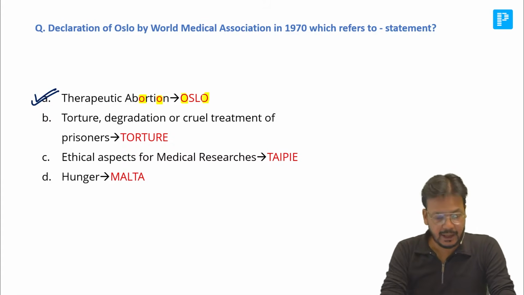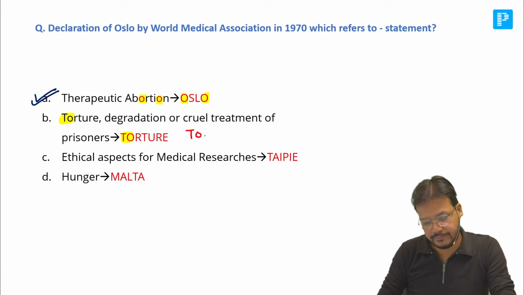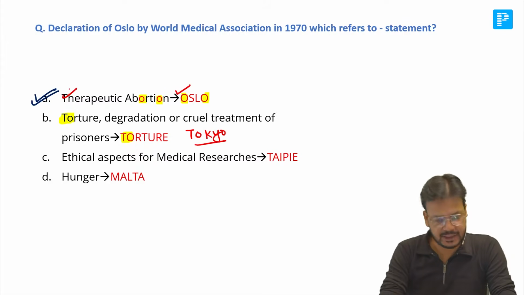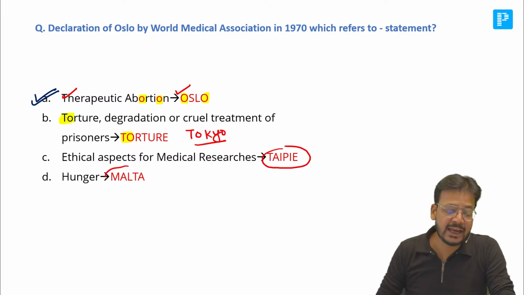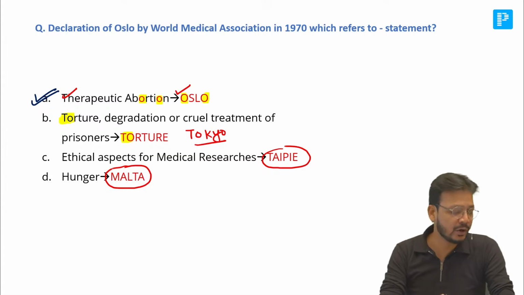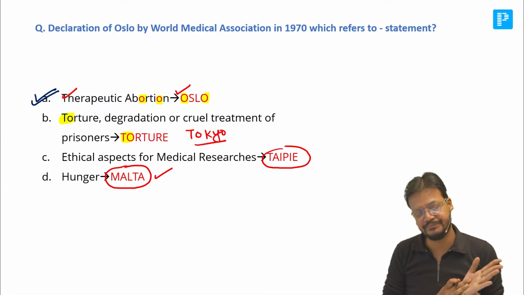Torture and degradation or cruel treatment of prisoners, that is Declaration of Tokyo. Torture, Tokyo. Oslo, it was therapeutic abortion. Ethical aspects of medical research were given by Declaration of Taipei. And the role of a doctor in hunger strike was in Declaration of Malta.